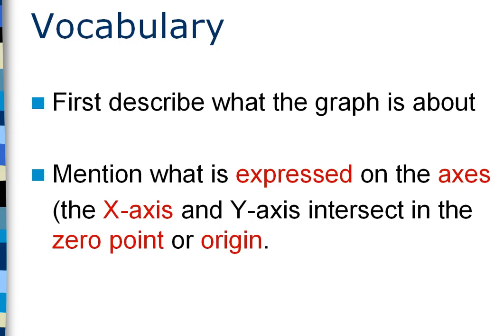Very important is that you first describe what your graph is about. What you normally do is you look at what is mentioned, what is expressed, as you can see with the vocab in red, what is expressed on the axes. For instance, if you have a line graph or a bar chart, you have an x-axis and a y-axis, and they intersect in the 0 point or origin. And you can talk to people, you can write on your visual what is expressed in all these different things, so that people first have the framework ready, so that they are ready to interpret whatever is happening in the graph.